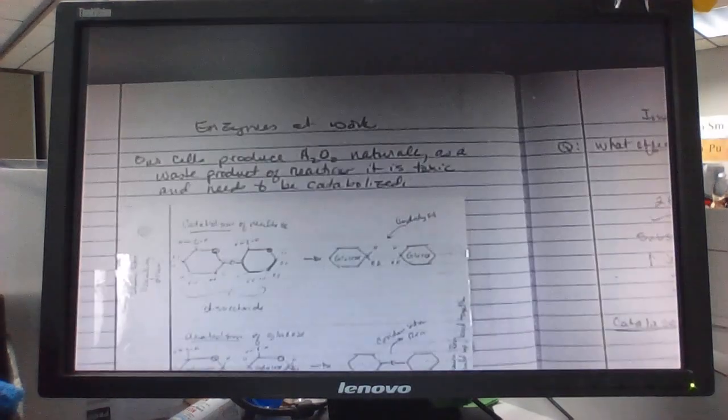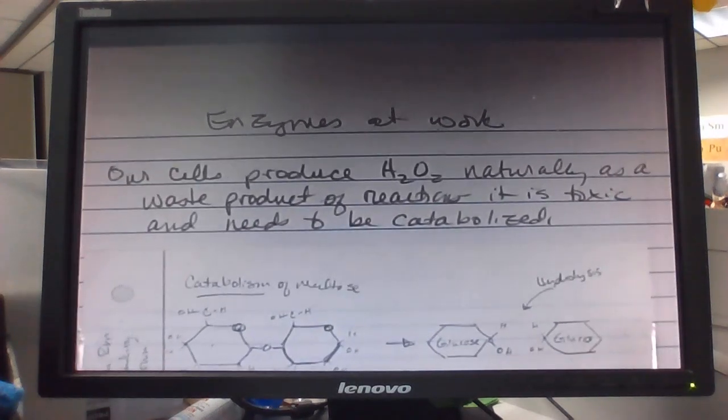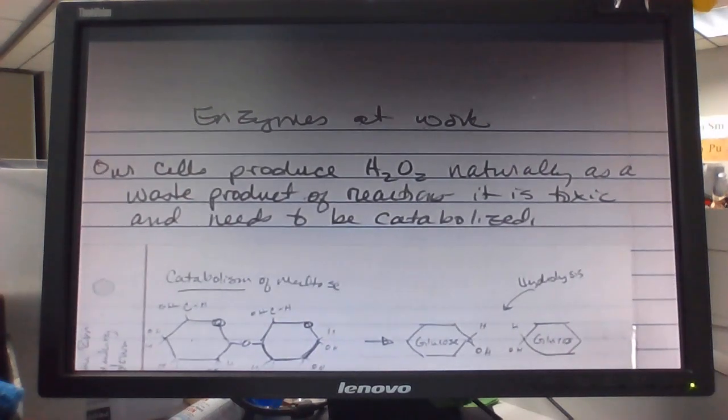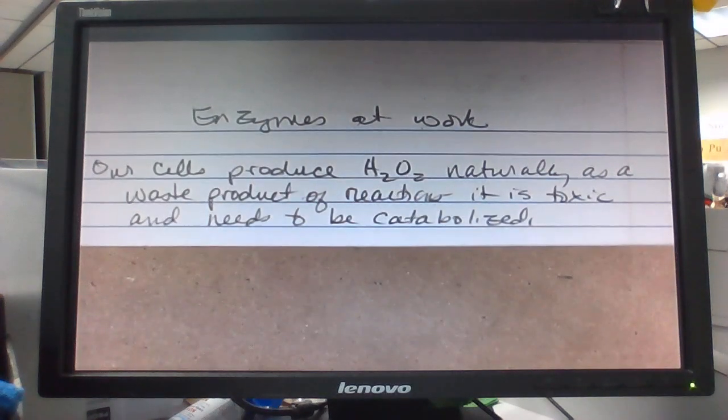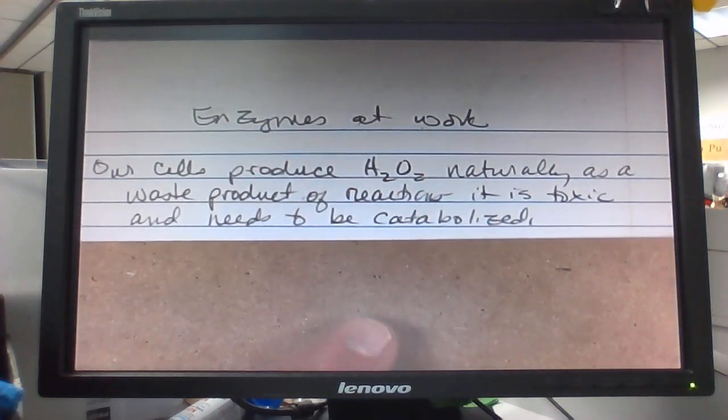So our cells produce H2O2. Do you know what H2O2 stands for? H2O2 is a naturally produced waste product. Our cells produce H2O2 naturally as a waste product of reactions. It's toxic, and it needs to be catabolized. So what do we need to do to H2O2? We need to break it down.